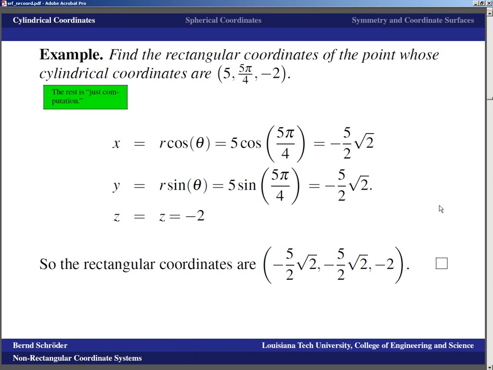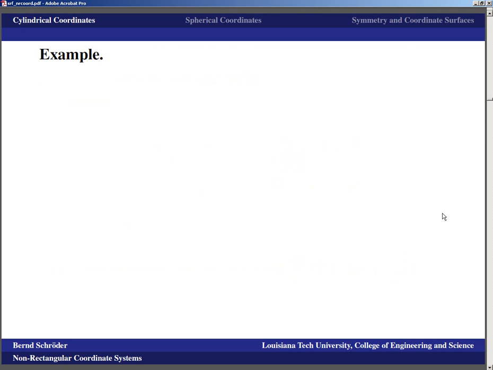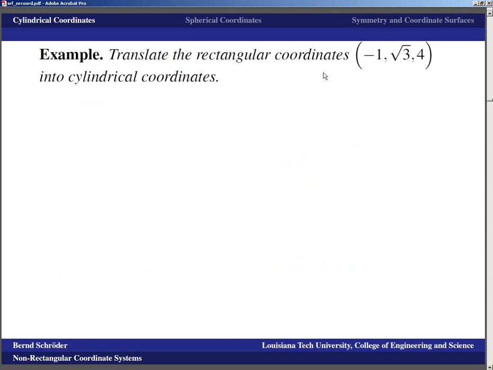We just work with formulas that we're familiar with and plug things in, and that's almost the hardest thing we're going to do in this presentation, because we're going to work a little bit with pattern recognition, but it's really nothing terribly much worth worrying about. So, what else can we do? Well, we can translate rectangular coordinates into cylindrical coordinates.